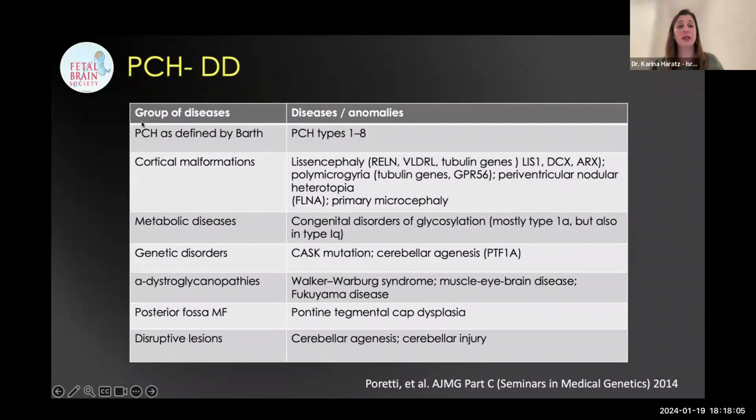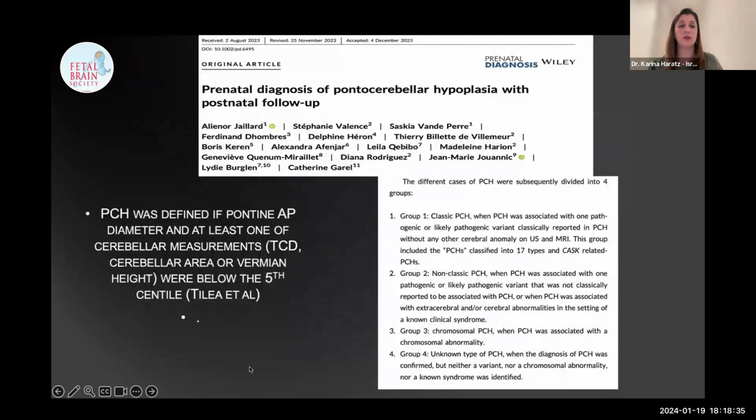Differential diagnosis of pontocerebellar hypoplasia includes many other diseases because not only the genes and this mechanism of disease that Barth described will affect the development of the pons and the cerebellum, but also association with other cortical malformations, metabolic diseases, the genetic disorders, Walker-Warburg, and isolated midbrain, hindbrain abnormalities, and other disruptions. And here I go back again then to this paper.